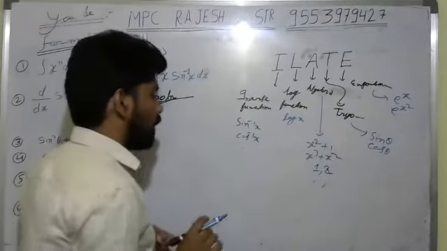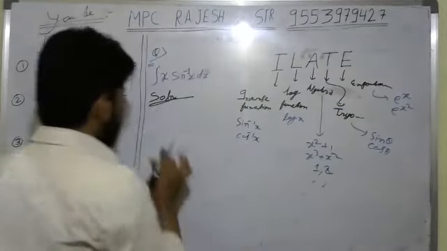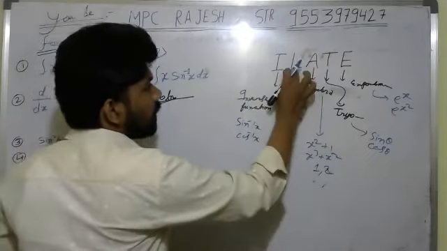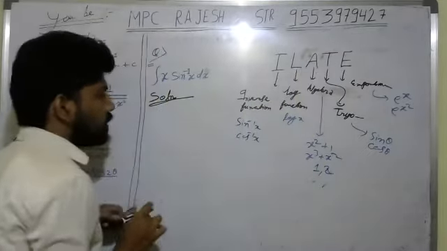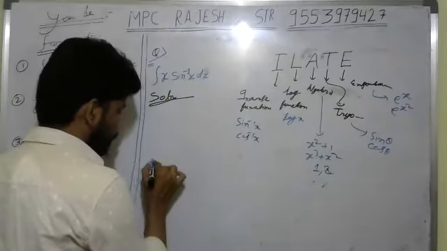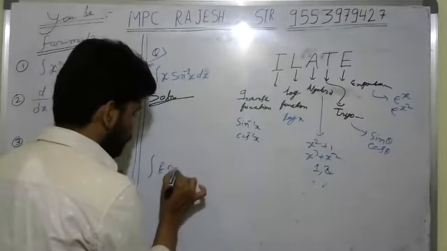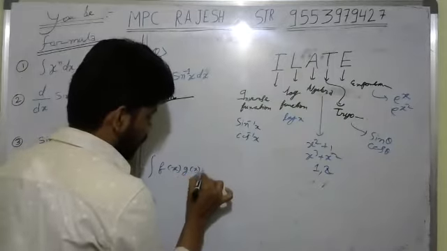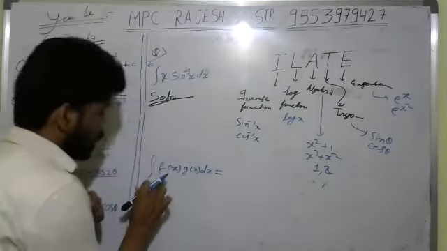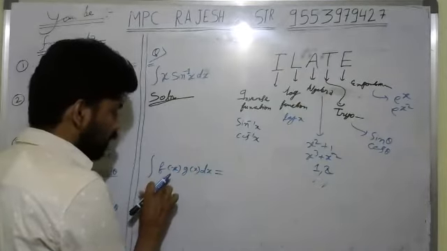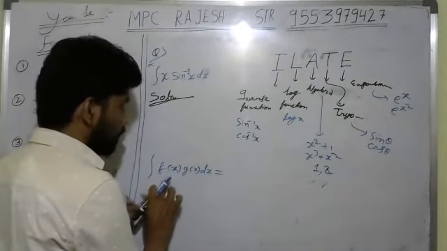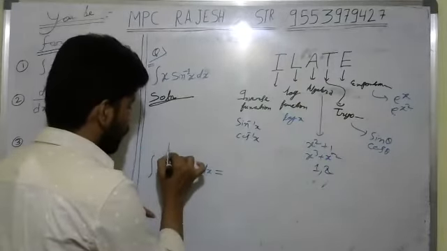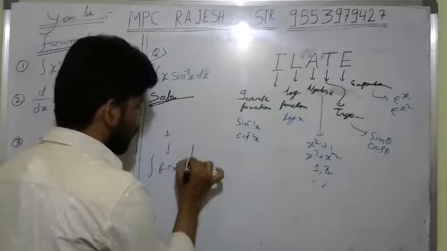So when the ILATE rule will apply: if there are two functions, like I or L or T or A, whatever the two functions, take one function as f of x and the second function as g of x. Maybe this is logarithmic or trigonometry, maybe this is inverse or exponential. Whatever the two functions, this is your function number 1 and this is your function number 2.